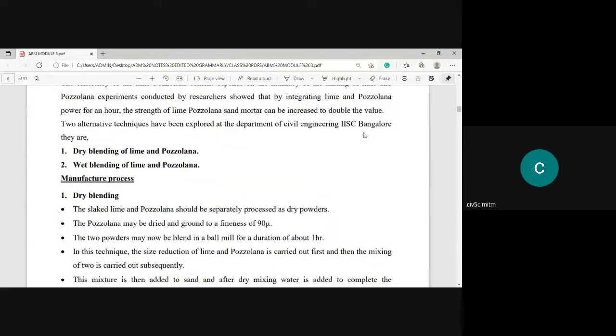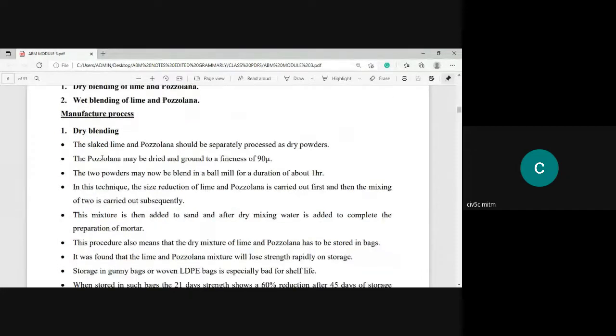With this, the proud institution, the Indian Institute of Science, Bangalore, Department of Civil Engineering, has developed two alternative techniques to produce lime pozzolana cement. Those techniques are dry blending and wet blending. So let us know how to go ahead with dry blending.